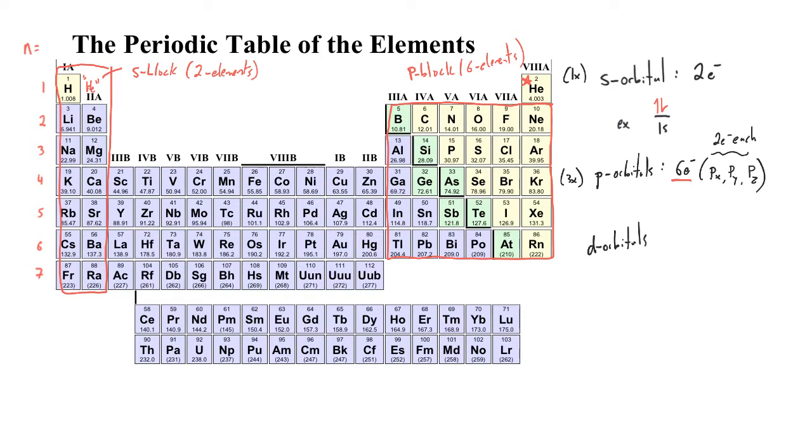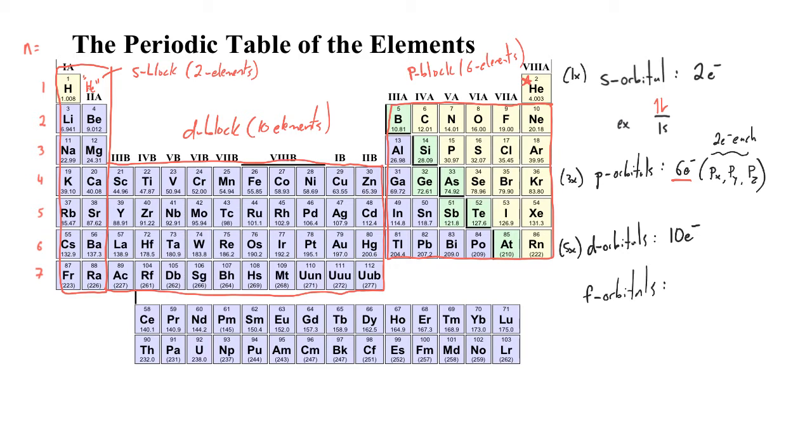Now, what about the d orbitals? There are 5 of them, and there are 2 electrons in each d orbital because of the Pauli exclusion principle. That means there are 10 total electrons. And guess what? The d block that I've highlighted over here has 10 elements in it. So if we go from scandium over to zinc, we're incrementing through 10 electrons there.